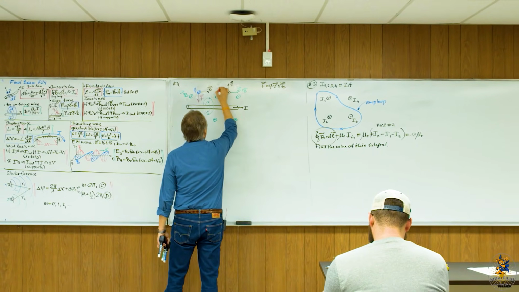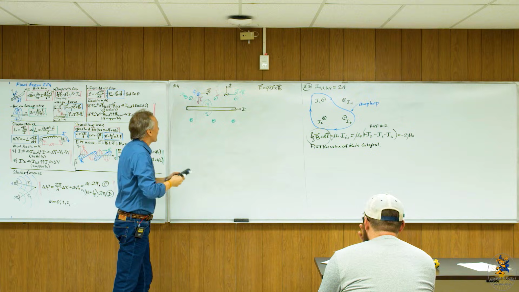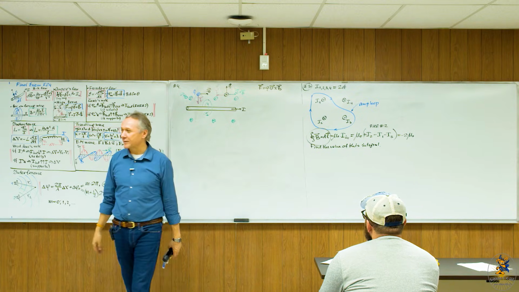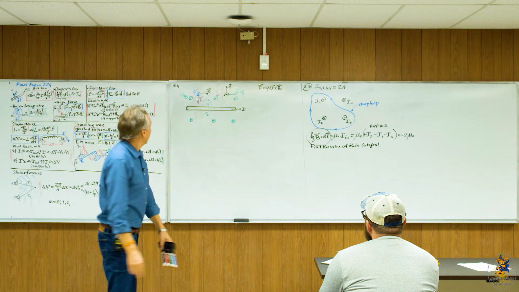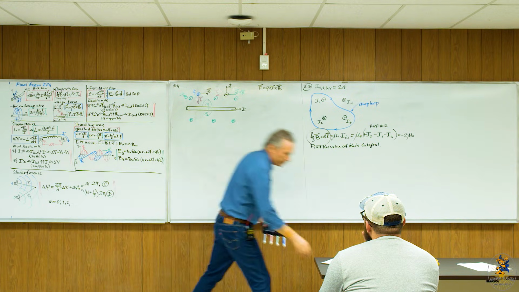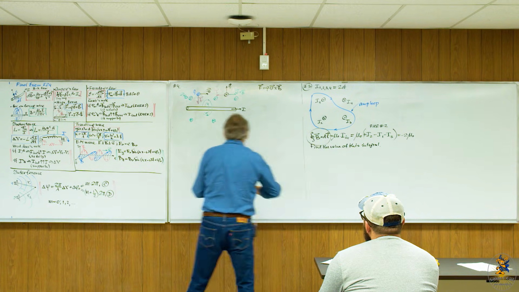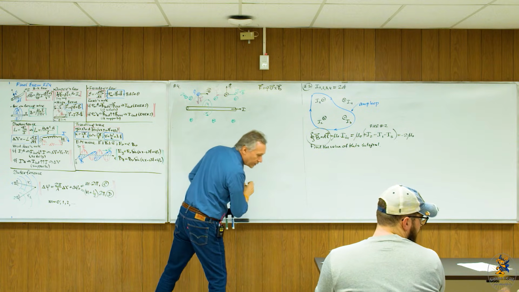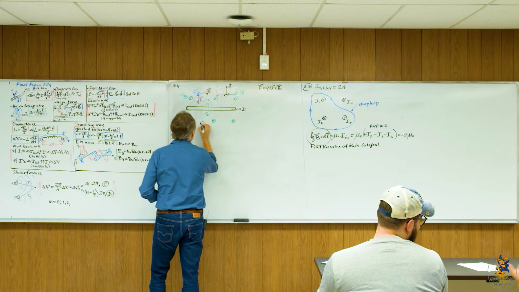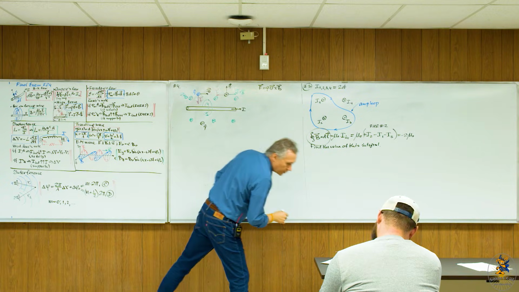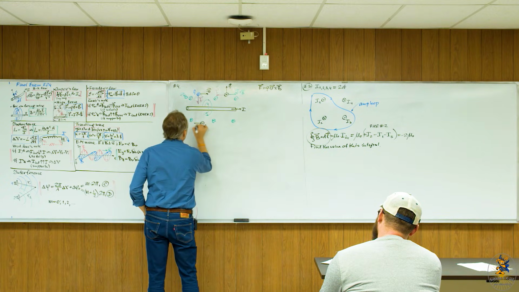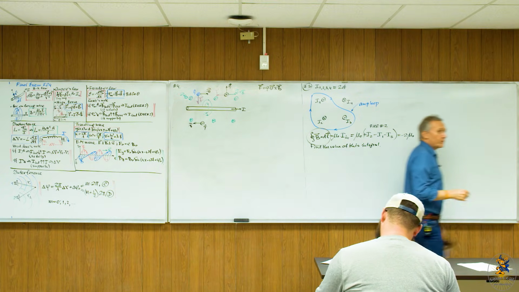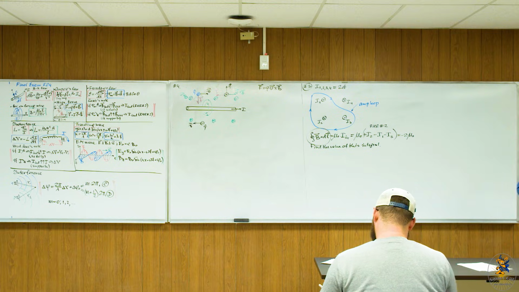So F, and let me check one more time. So V cross B is that, and yes, this is correct, right? All right. Okay, so let's do just one more case. Let's say this is a negative charge flying this way, V. So what's the direction of the final force?